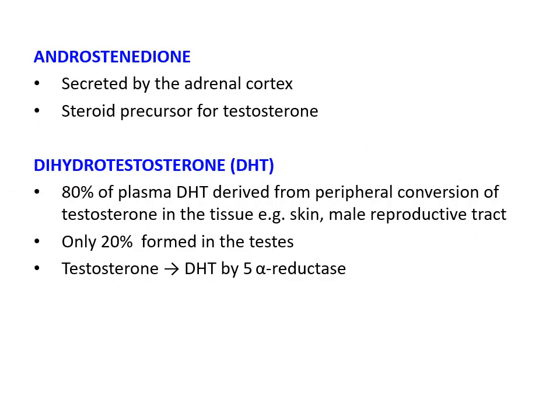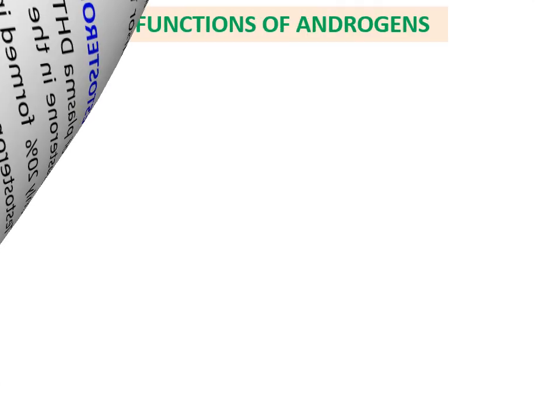Another form of androgen is androstenedione, which is the steroid precursor for testosterone. It is secreted by the adrenal cortex. Dihydrotestosterone, or DHT, is derived majority from the peripheral conversion of the testosterone in the tissue, for example, the skin. Only 20% of DHT is formed in the testes. Testosterone is converted to dihydrotestosterone by 5-alpha reductase.